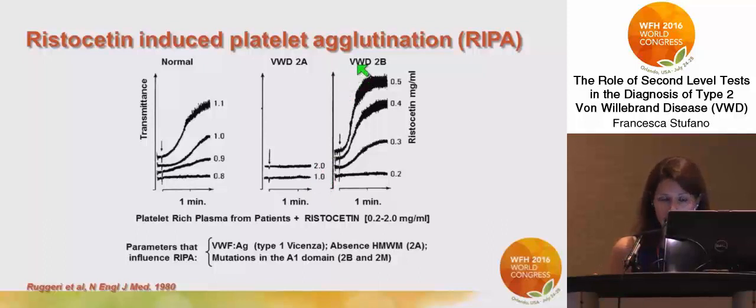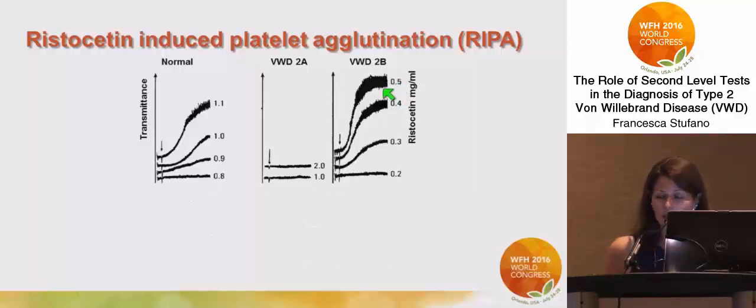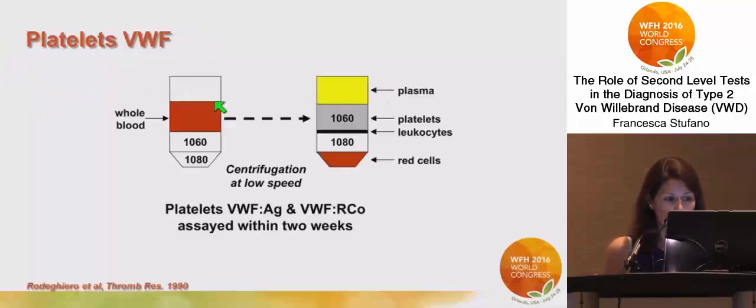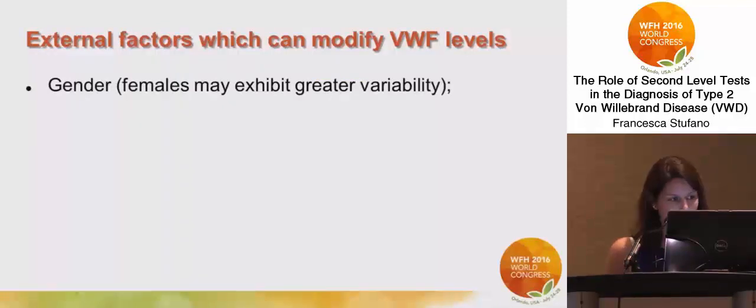In a patient affected by type 2A von Willebrand disease, agglutination is never induced, even at high concentration of ristocetin. In a patient affected by von Willebrand disease 2B, agglutination is induced even at low concentration of ristocetin. Von Willebrand factor intraplatelet analysis can be performed after isolation of platelets by centrifugation at low speed. After that, platelet von Willebrand factor antigen and von Willebrand factor ristocetin cofactor should be assayed within 2 weeks.